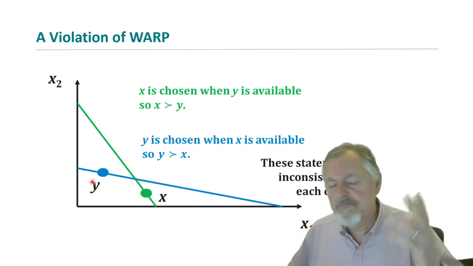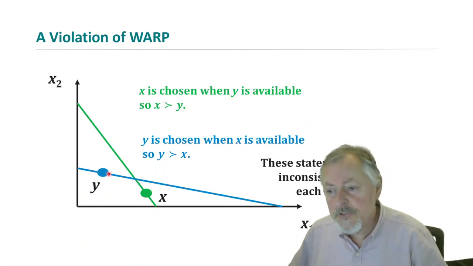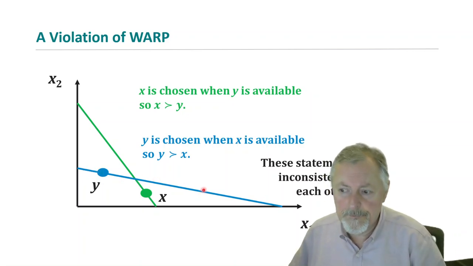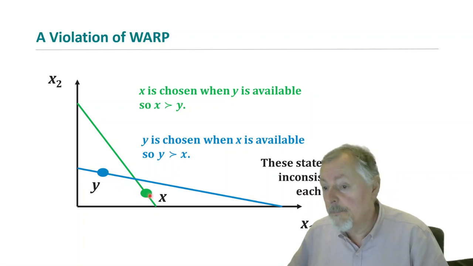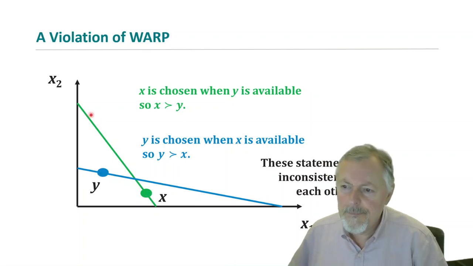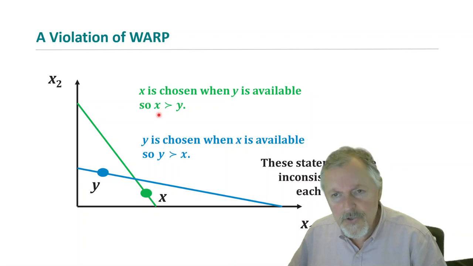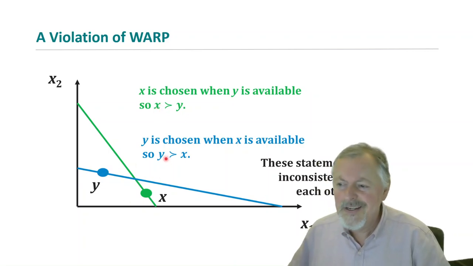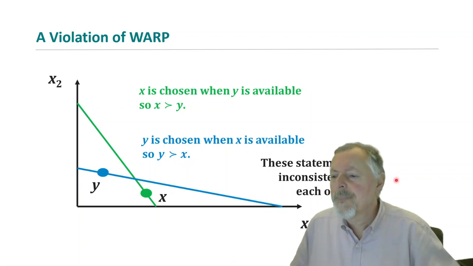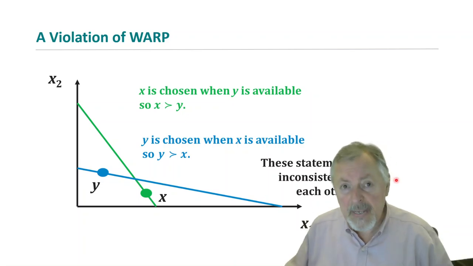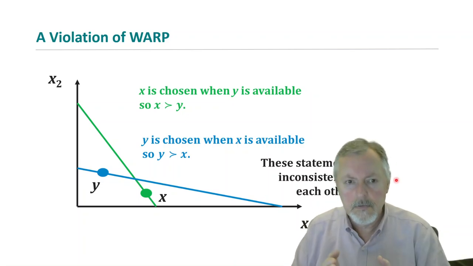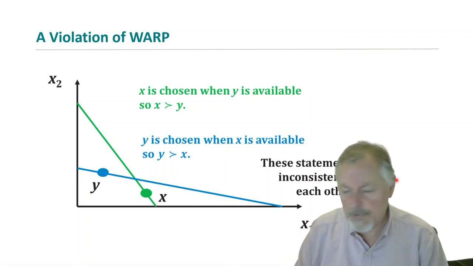Prices change, budgets change. So now you're on this blue budget constraint. Again, you have a choice between X and Y. Again, you can afford both of them. And you pick Y. Well, at these prices, you showed you like X better than Y. But at those prices, you're showing you like Y better than X. These are inconsistent. It's a contradiction based on directly revealed preferences. It's a violation of WARP.